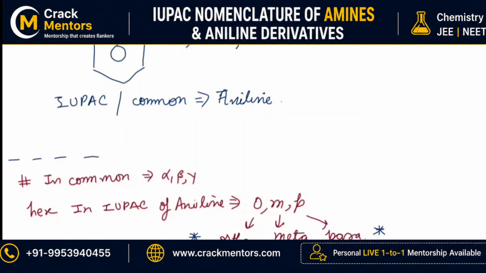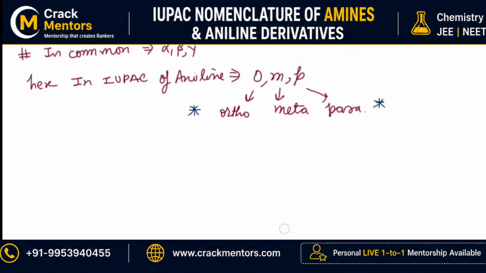Why? Because most of the questions in exams like IIT JEE and NEET ask for orders, like solubility order, hydrogen bonding order, in the sequence of ortho, meta and para. Okay, so let's see what this ortho, meta and para is.